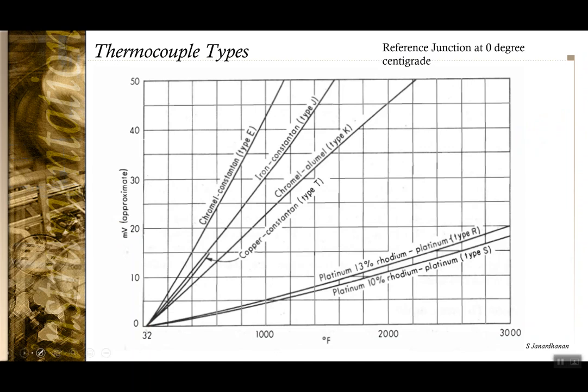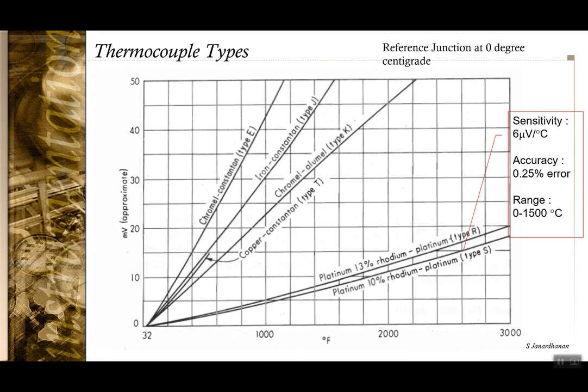So, for example, if you look at the platinum rhodium thermocouple, you see that this one has a low sensitivity. However, it has a very wide temperature range, from 0 to 3000 degrees Fahrenheit or 0 to 1500 degrees centigrade, and moreover it is a very accurate thermocouple with an error in this range. The error is 0.25% or less.